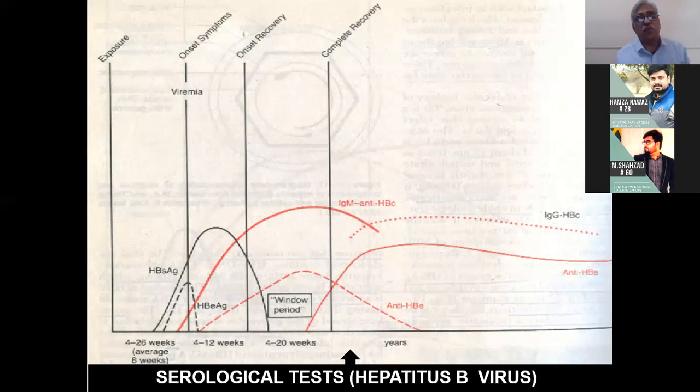There are three types of antigens present in the hepatitis B virus. One is called surface antigen, the other is called core antigen, the third is called envelope antigen. Similarly, there are three types of antibodies against these antigens. Against hepatitis B surface antigen there are antibodies against surface antigen. Against hepatitis B E antigen, the envelope antigen, there are anti-HBe antibodies. Similarly, against core antigen, there are core antibodies.